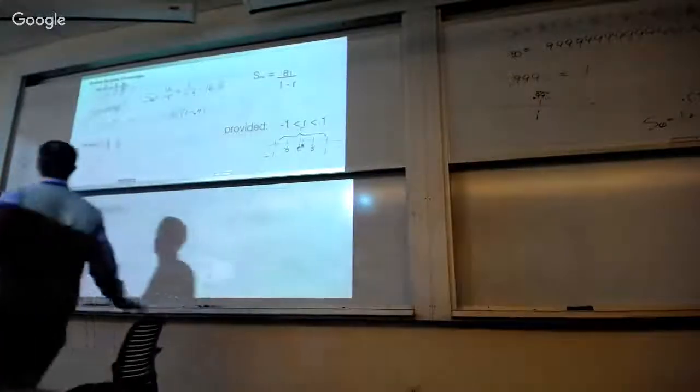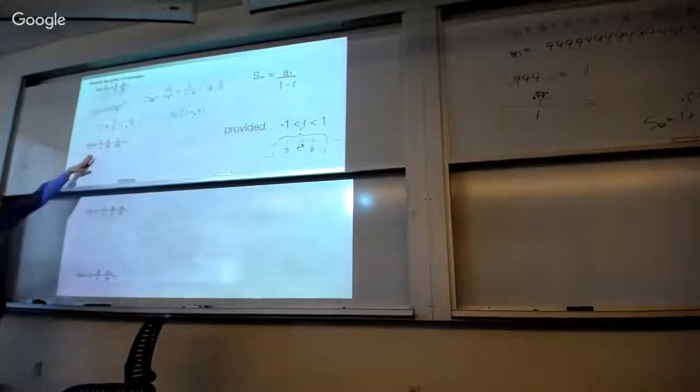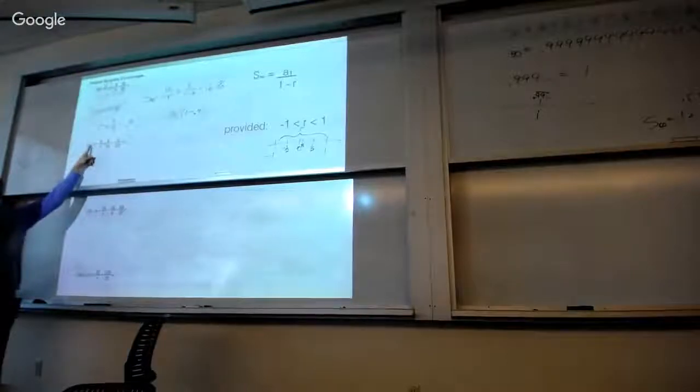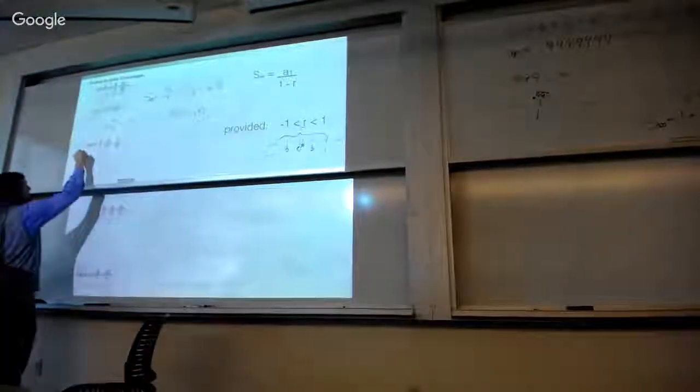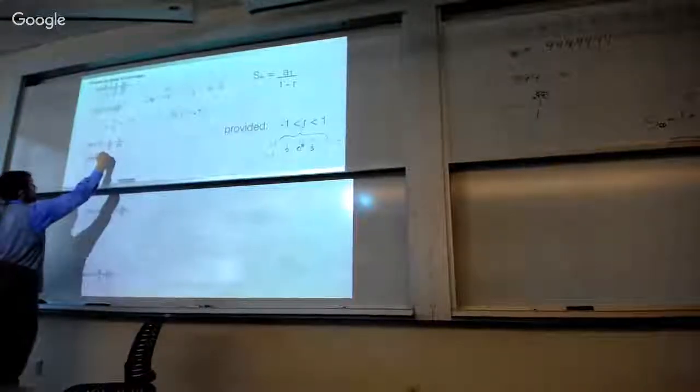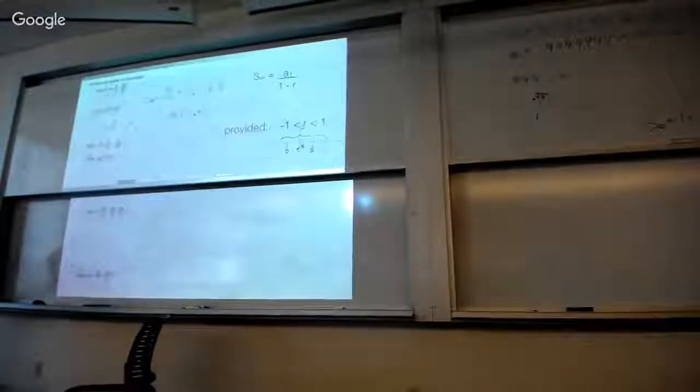All right, let's try the next one. What do you notice about this next sequence? Yeah, it alternates between plus minus, plus minus. This is called an alternating sequence. And the alternating refers to the fact that you're going plus minus, plus minus, plus minus.